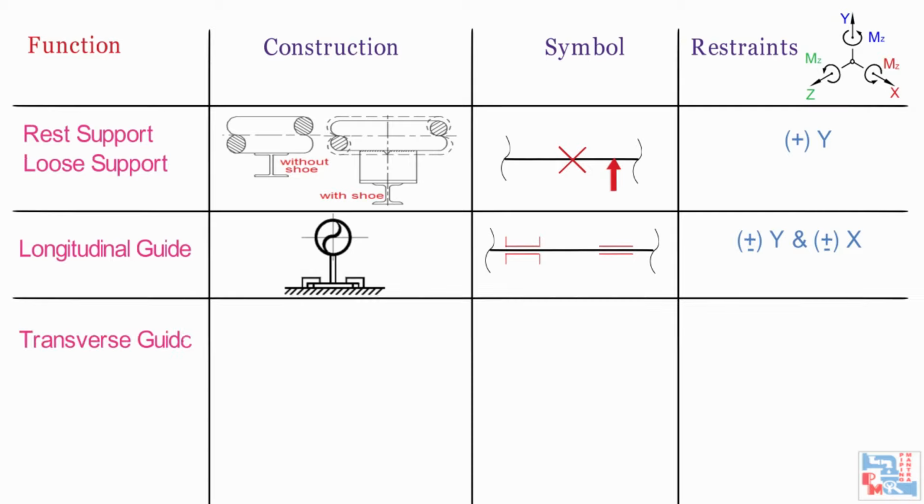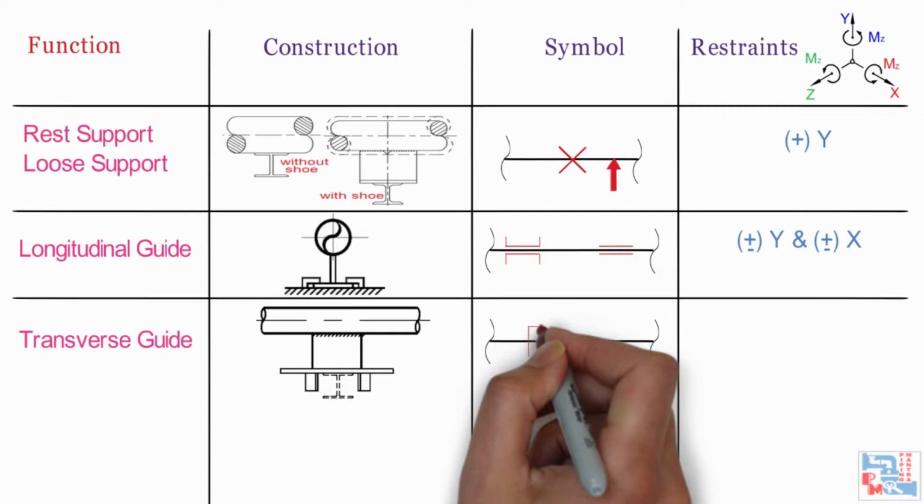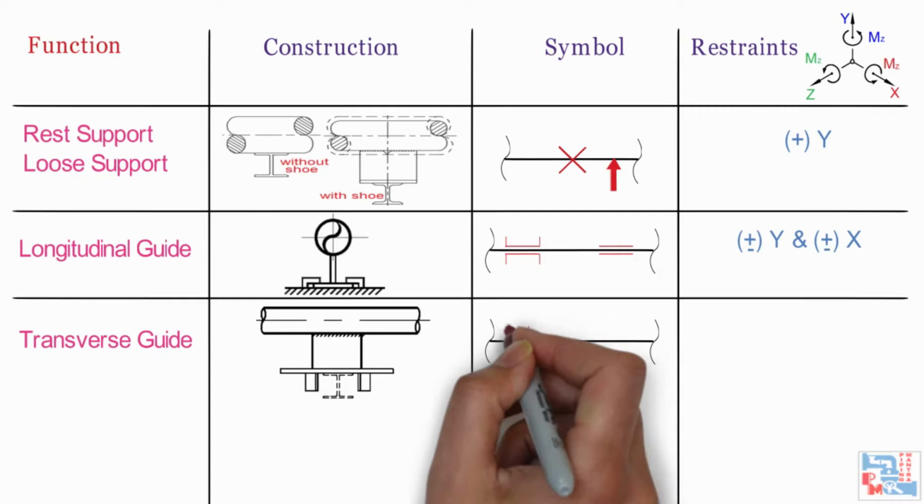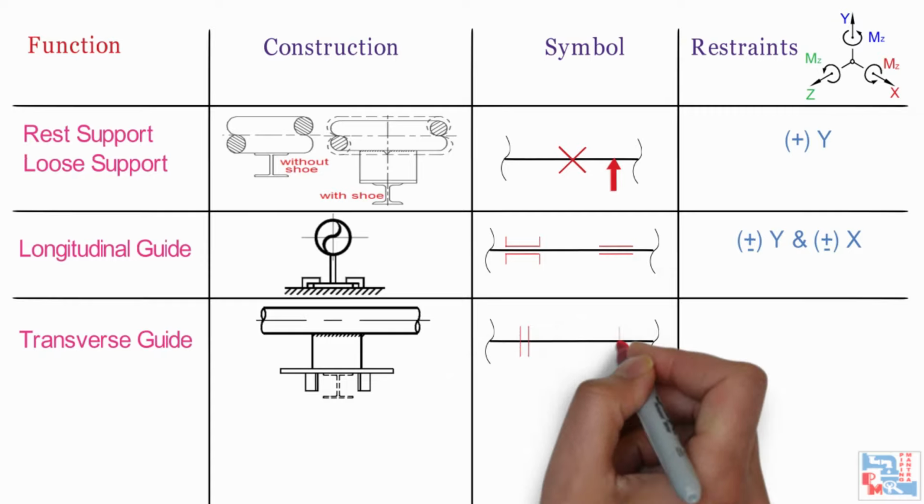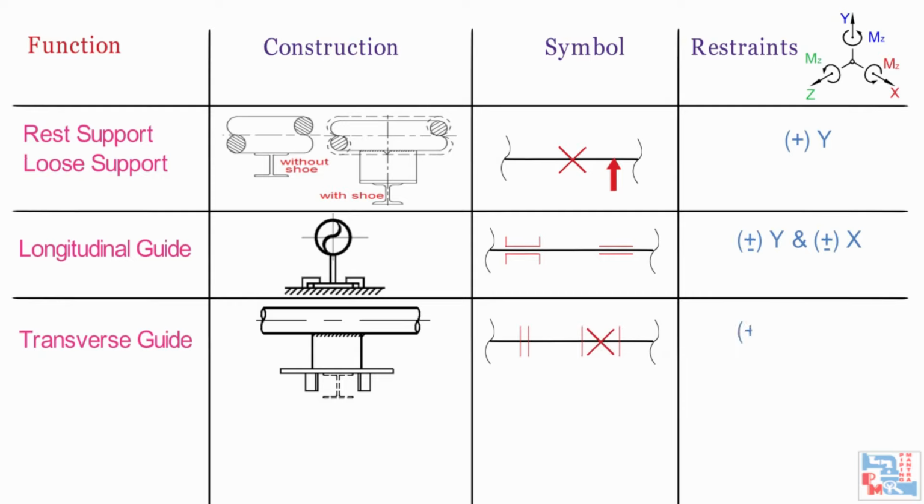Next is transverse guide. This type of support is used to restrict the movement of the pipe in longitudinal or axial direction but allows the pipe to move in transverse direction. This is also referred to as axial stop. This type is less used as compared to the above two types. Generally, it is used along with loose support.